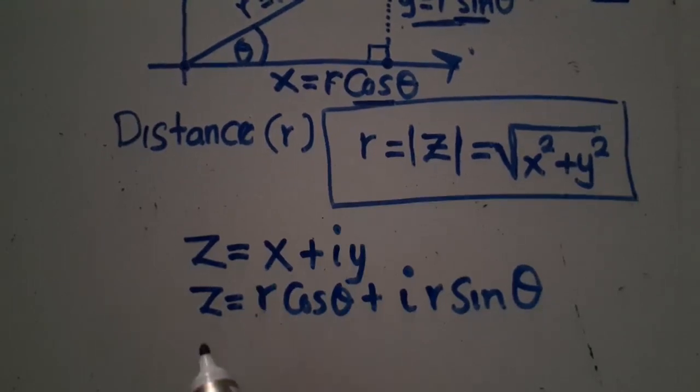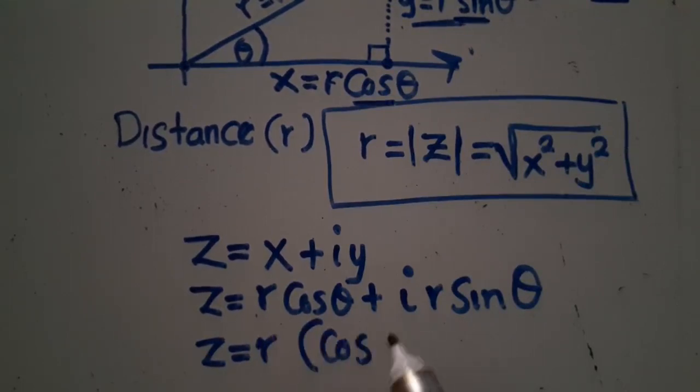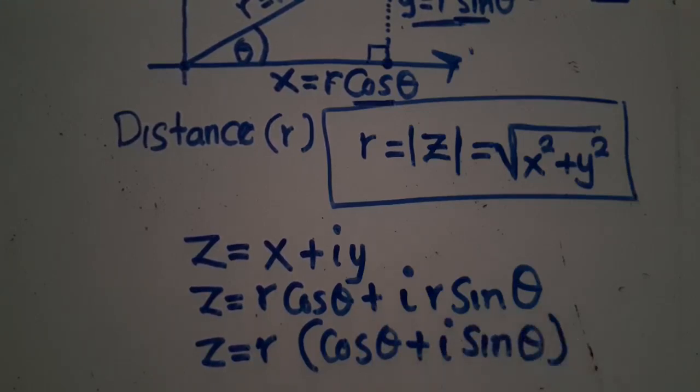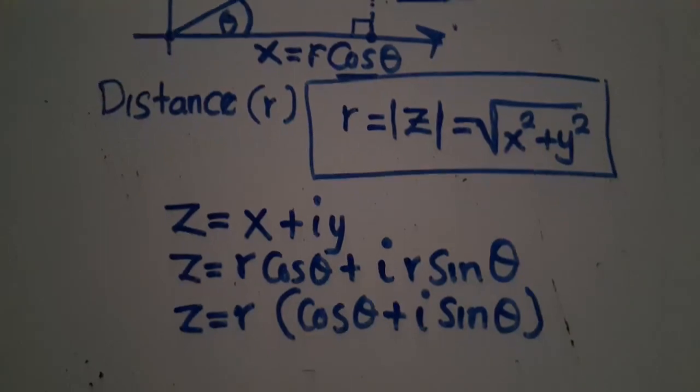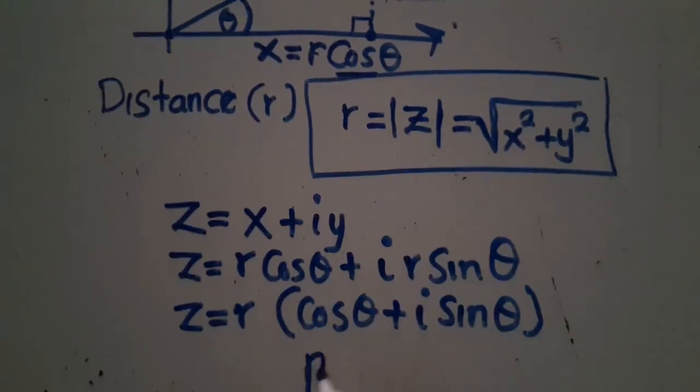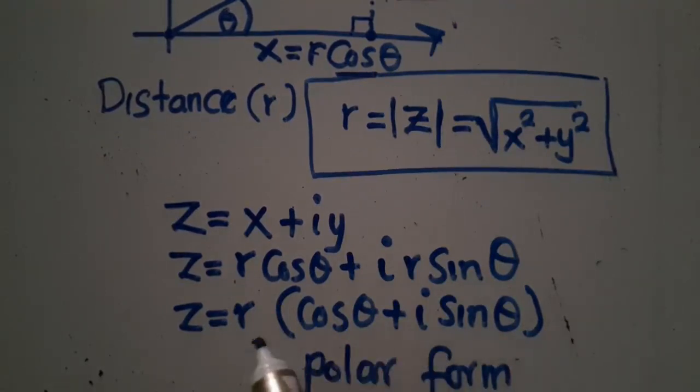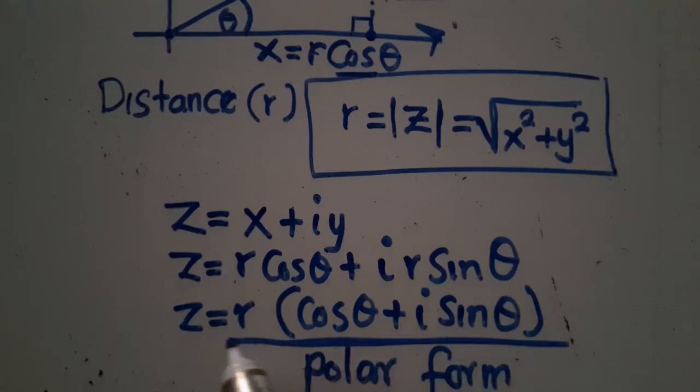So r is common. Factor out r, and we are going to have r times cos theta plus i sin theta. This is the polar form that we are talking about. You need to make sure that it looks like this. When you change a complex number to this, it means that you've changed it to polar form.